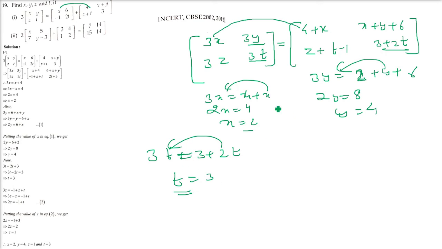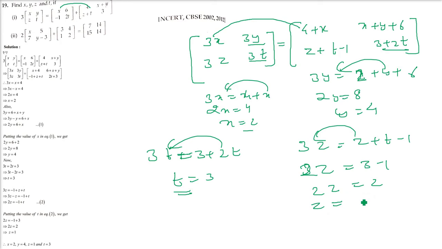One more, 3z equals z plus t minus 1, and t is already known to us. So 3z minus z is 2z equals t minus 1, t is 3, 3 minus 1 is 2, so z is 2 by 2, that is 1. That is going to be 1. Okay.